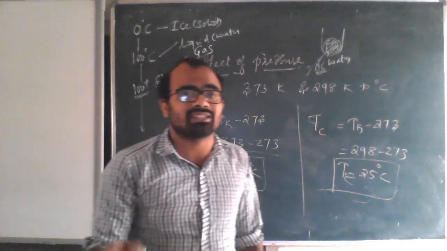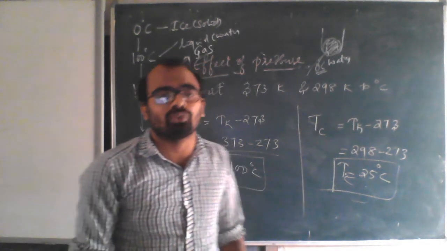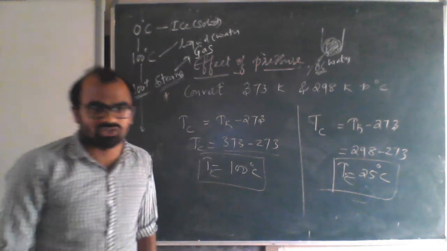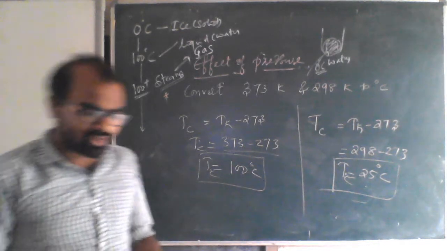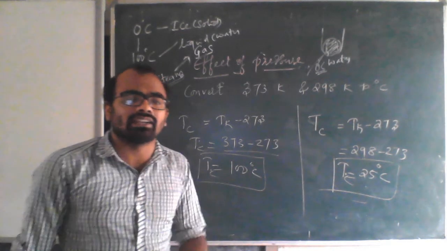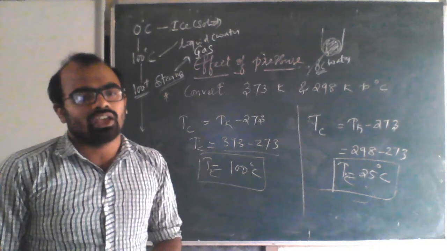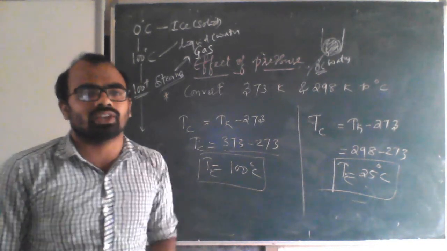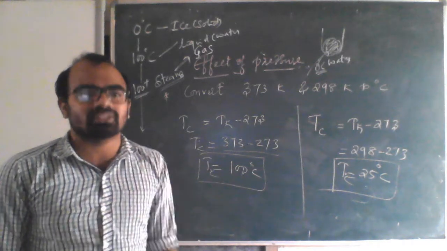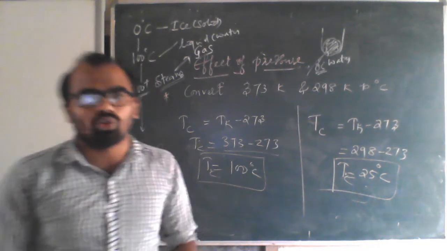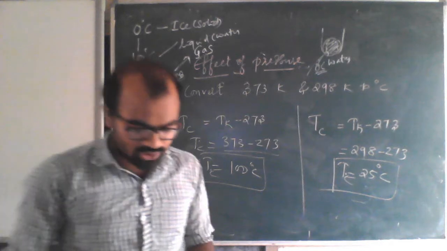So that is the latent heat of fusion and latent heat of vaporization. Whenever heat energy is given, it is used for the conversion of state. Hence, during the conversion of state, the temperature remains constant. I hope you all are clear with the concept.